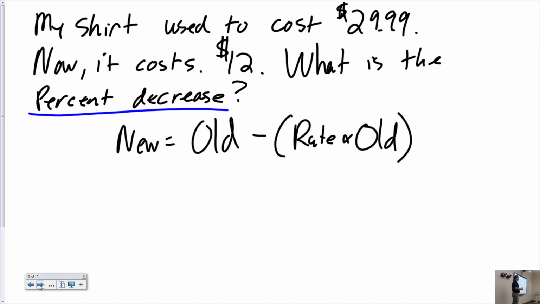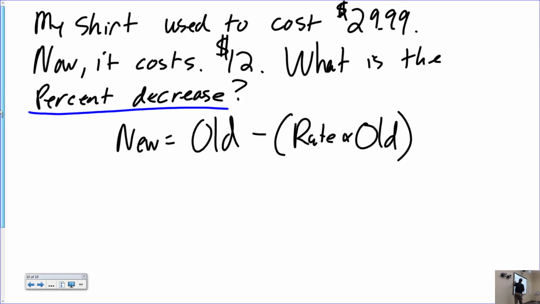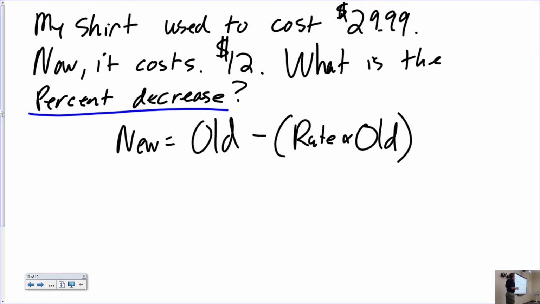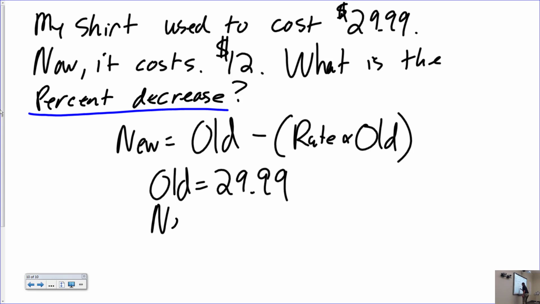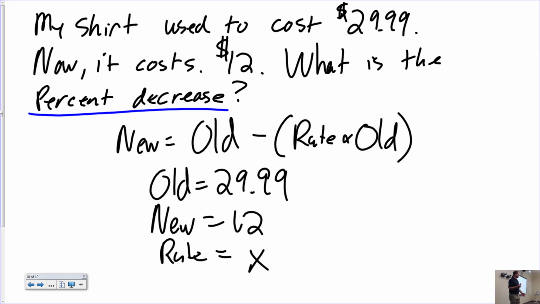So you got to do it the long way a couple of times first, then you can find the shortcut, okay? All right, so what did I give you in this problem? Old and new. Which ones are which? Please make sure you do them right. Old is $29.99. New is $12. And obviously this time, the rate is x. Okay? And again, please remember that the rate is going to come to you as a decimal.